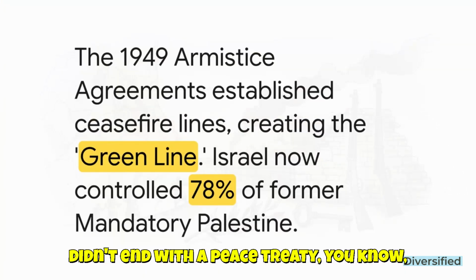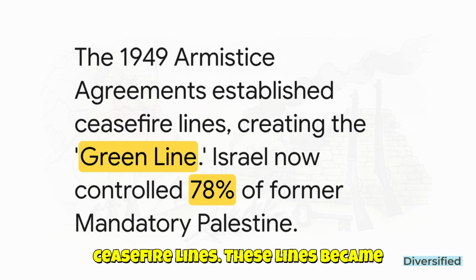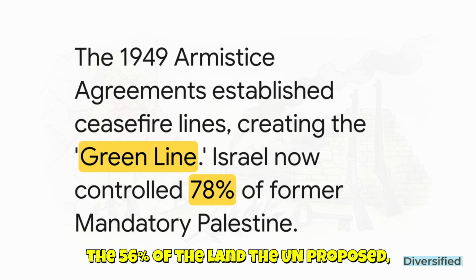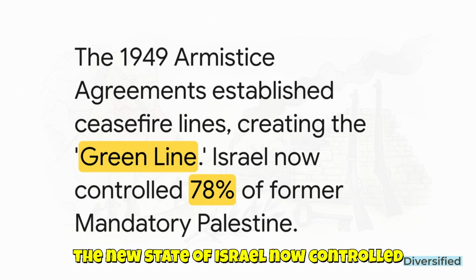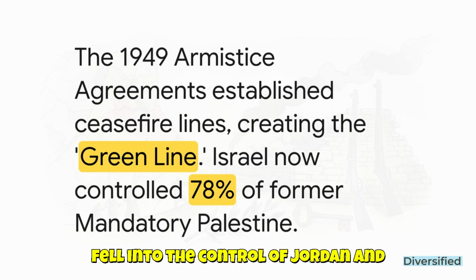The war didn't end with a peace treaty, a final handshake. Instead, they signed these armistice agreements that drew ceasefire lines. These lines became famous as the Green Line. And instead of the 56% of the land the UN proposed, the new state of Israel now controlled 78%. The rest, the West Bank and Gaza, fell into the control of Jordan and Egypt.